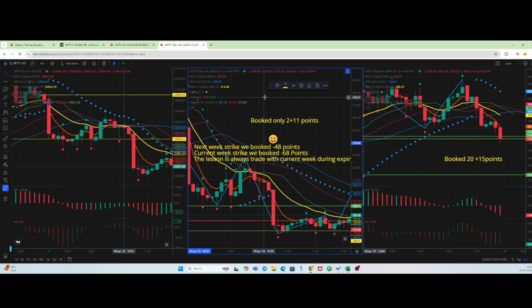So today the learning is that there is no need to go for the next week because of the higher premium. By trading at a higher premium, we used to pay more taxes, and by trading at a lower premium, the charges and other things are also less. So it is better that we go with the current week only. There is no need to go for the next week strike during the expiry day.